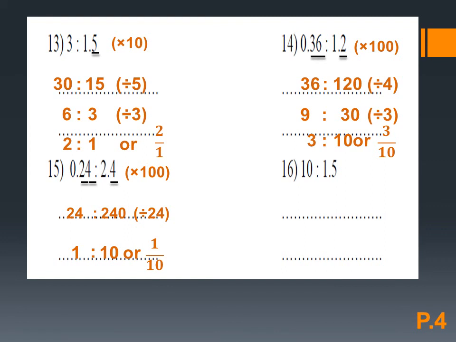10 to 1.5. We have here one decimal, multiply here by 10. 10 times 10 equals 100 and 1.5 times 10 equals 15. We have a ratio 100 to 15. We have in the unit 0 and 5, divided by 5. 100 divided by 5 equals 20 and 15 divided by 5 equals 3. 20 to 3, this is the simplest form, 20 over 3.